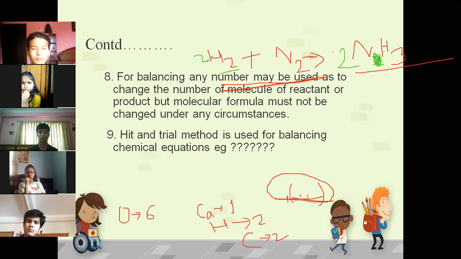Look at that. What I'm doing is just writing numbers to change the molecule number without changing the molecular formula. I have not changed any molecular formula here. H2 is still H2, N2 is still N2, and NH3 is still NH3. But I balanced the chemical equation. If you count the number of atoms, they are the same: 6 hydrogen here, 6 hydrogen on this side, 2 nitrogen, 2 nitrogen. This is one example, and to be perfect you always have to practice it.